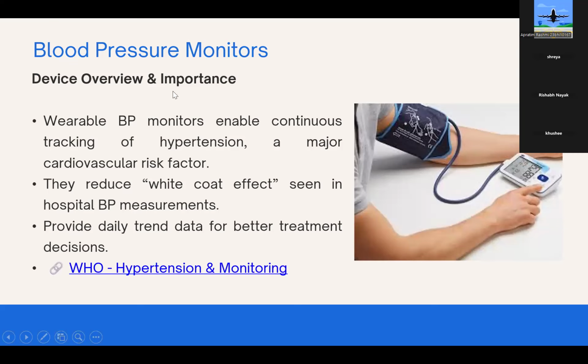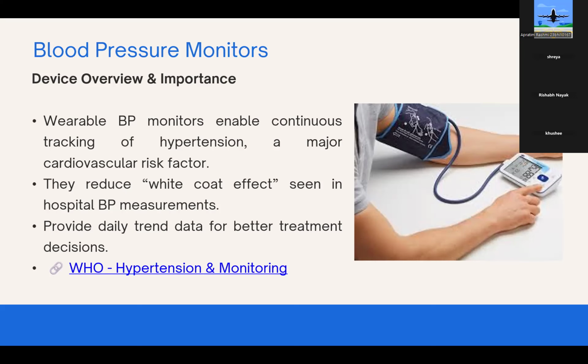So now we'll see what blood pressure monitors are. It's a wearable device that measures blood pressure, enabling continuous tracking of hypertension, a major cardiovascular risk factor. They reduce the white coat effect seen in hospital BP measurements and provide daily data trends for better treatment decisions. Now we'll see its working principle.